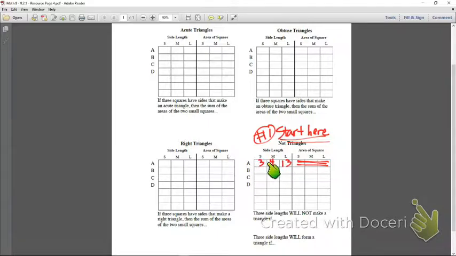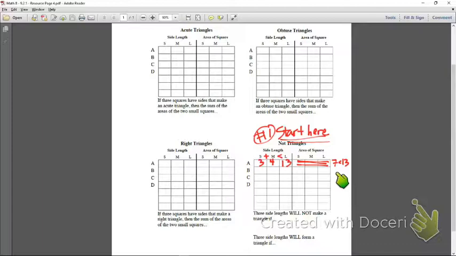Real quick, 3 plus 4. Let's put a plus sign here. So small plus medium is less than the large for not triangles. So that's a 7 less than 13. And on the side, I'm just going to write 7 less than 13. You do not have a triangle if that is the case.